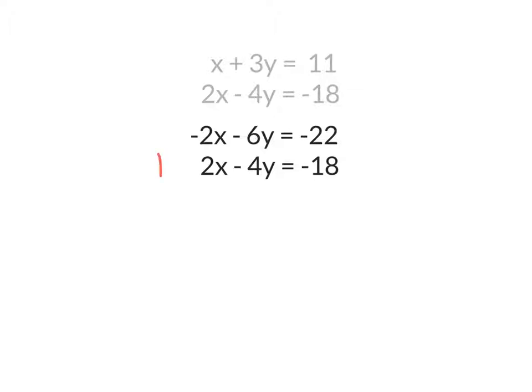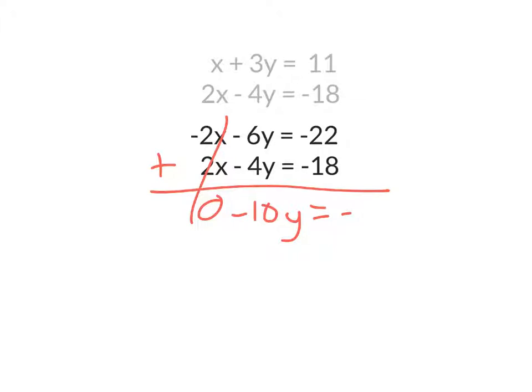Now if I add these two equations straight down, I see that my x's will cancel out because negative 2 plus positive 2 is 0. I'm going to mark it out. Let's add the other terms. Negative 6y plus negative 4y would be negative 10y equals, on the right hand side we have negative 22 plus negative 18, which is negative 40.